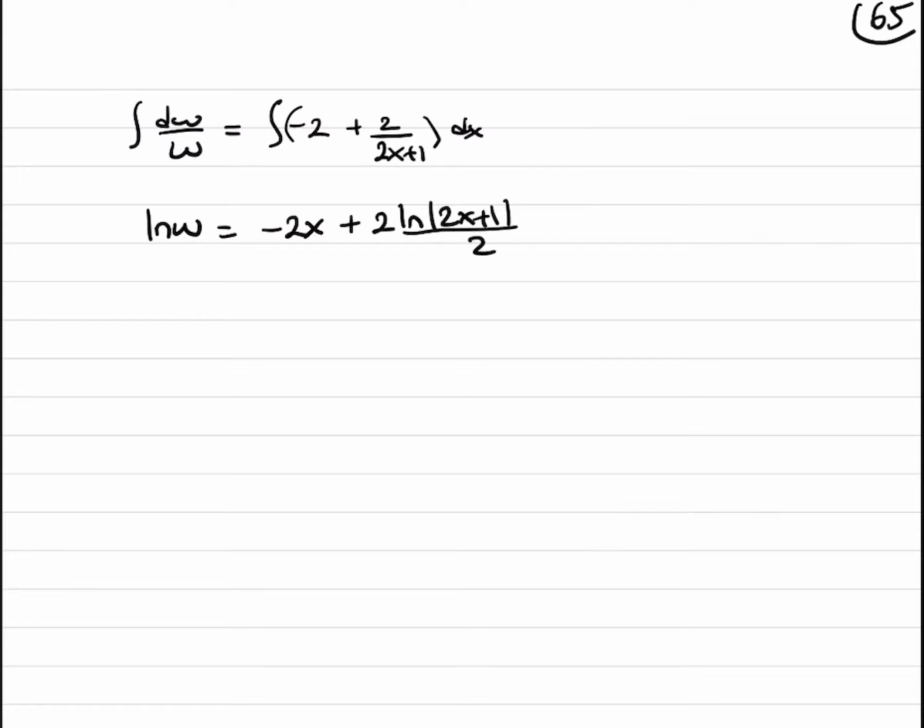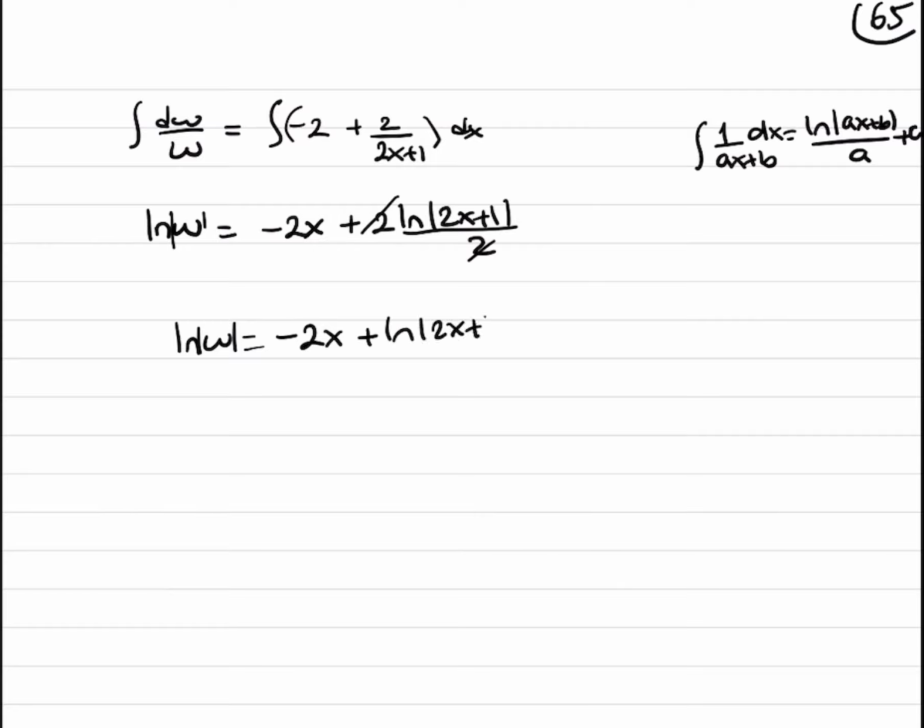So recall that the integral of 1 over ax plus b dx is ln of x plus b over a, plus c, right? Great. So what is w? We can cancel these 2's. So ln w is equal to, okay, that is actually an absolute value, minus 2x plus ln 2x plus 1.